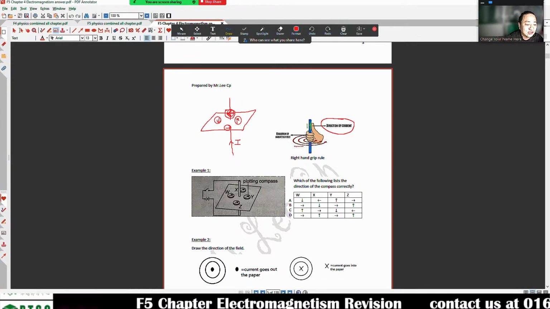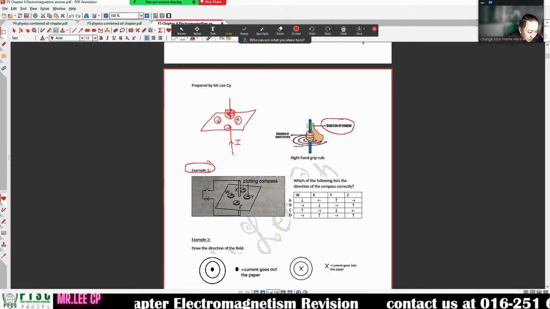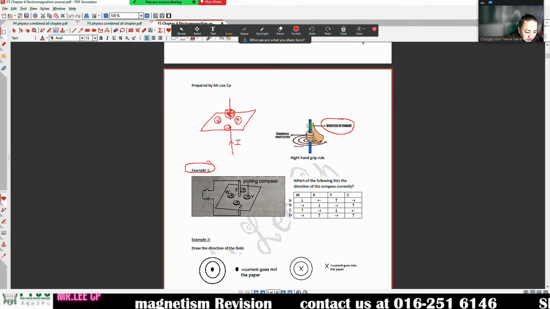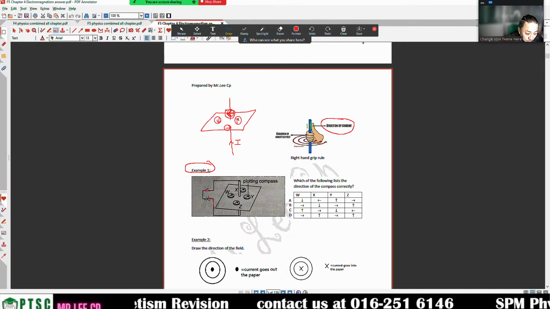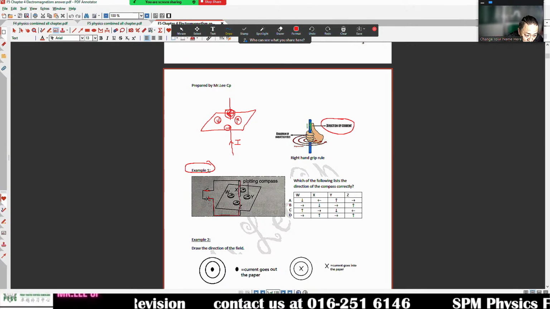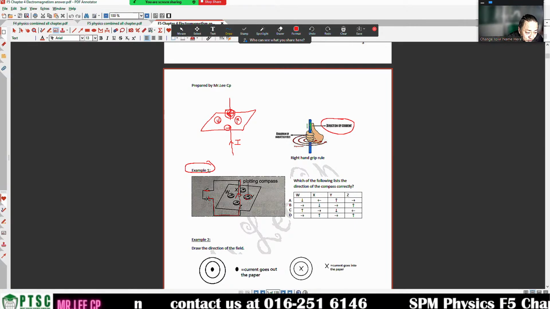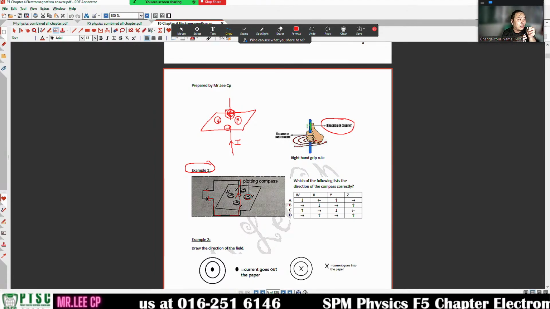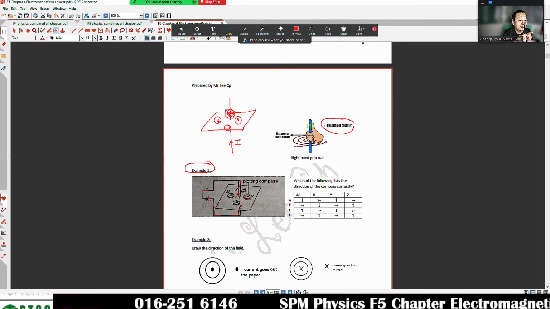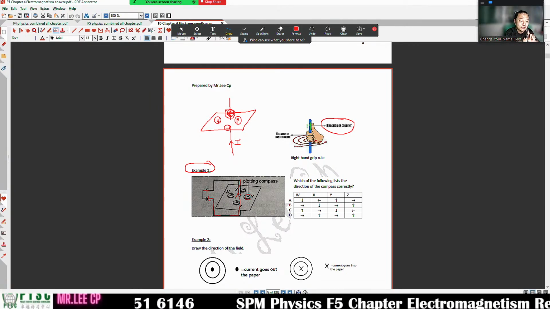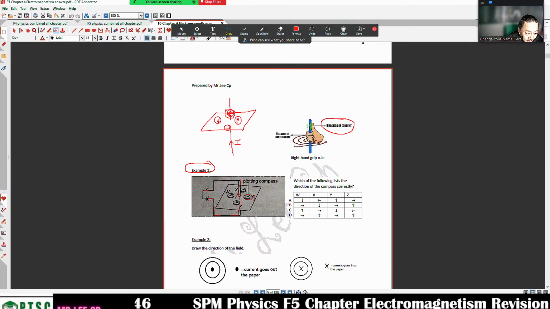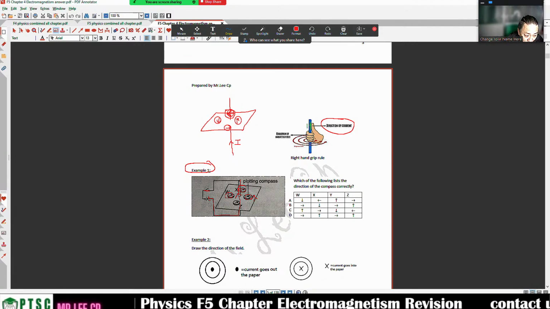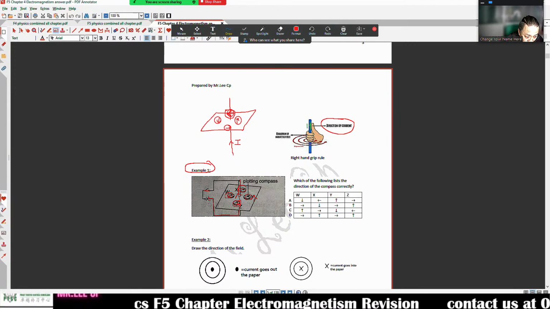So now the first example. When I turn on the switch, the current starts to flow. You need to see the direction of the flow. The current flows up. If I put it here, where will it point? By the right hand grip rule, this one is going to point this way. This one at the back points here. This one points to the right. Z to the right.